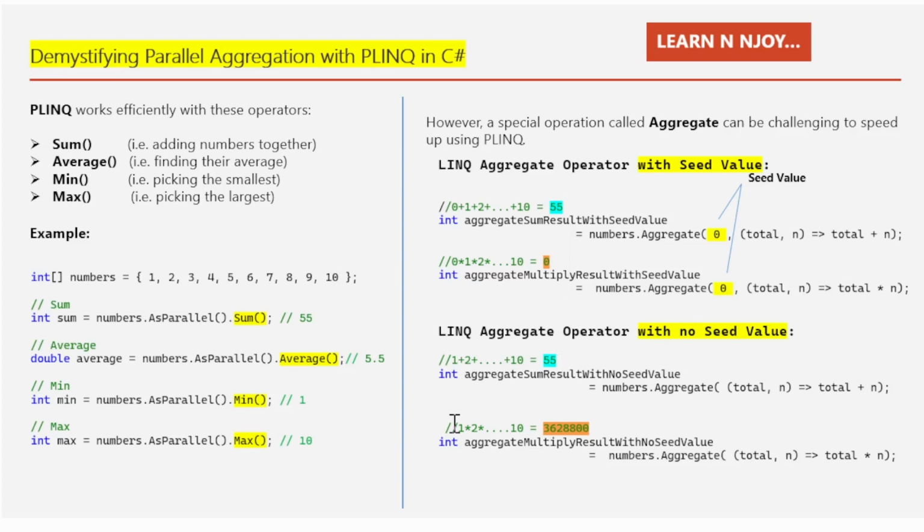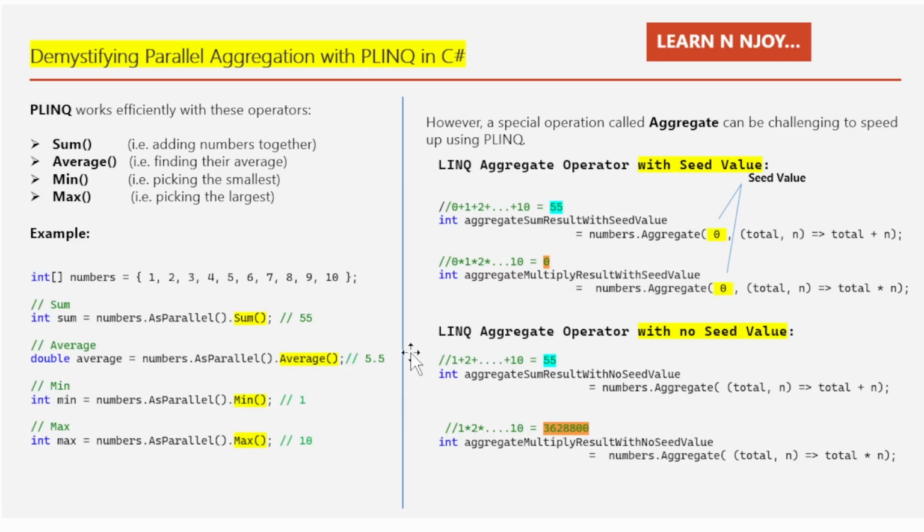Now if you see the multiply operation with the help of aggregate operator, what I have done here also, I have not provided seed, right? So I have written numbers dot aggregate total comma n goes to total multiply by n, right? And it is going to give me the value of 3628800. This value we are going to get, and notice the multiplication started with the initial value, which is nothing but the 1. So 1 into 2 into 3 up to 10, and we got this number.